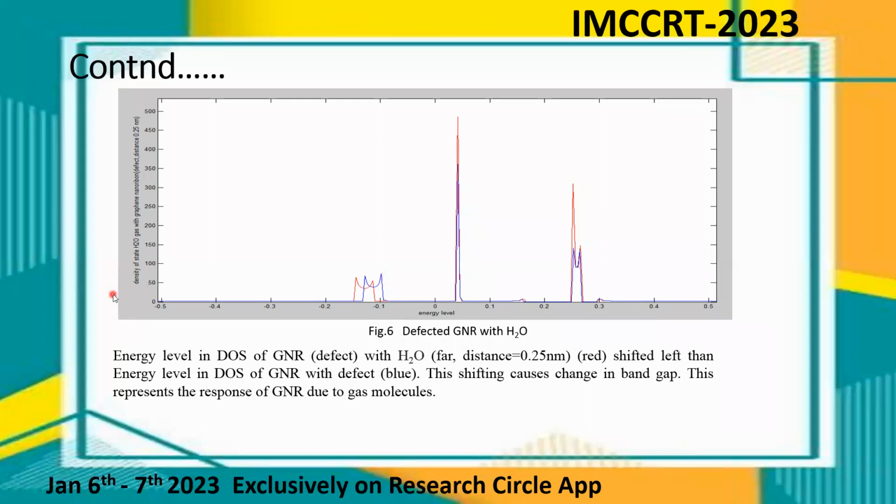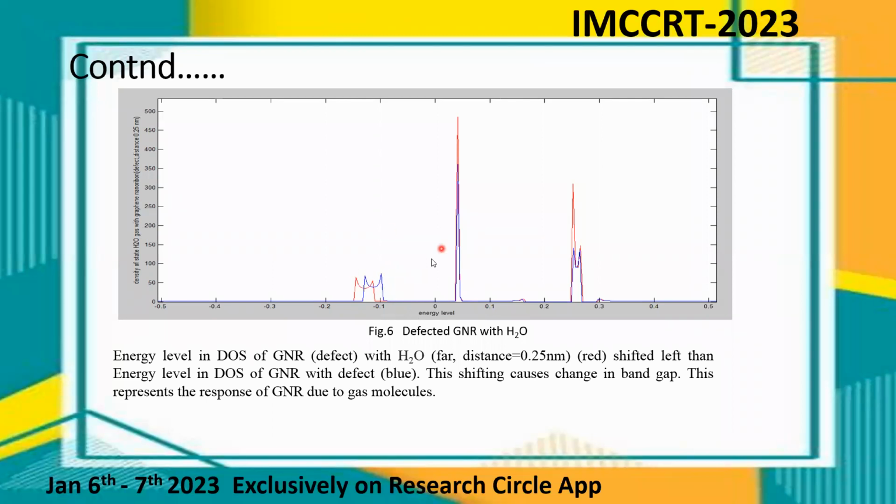This figure differs from the previous figure, and it varies a lot, because in the previous figure the graphene was defect free, but in this figure the graphene is defected. So our blue curve is like that, not like our previous figure.